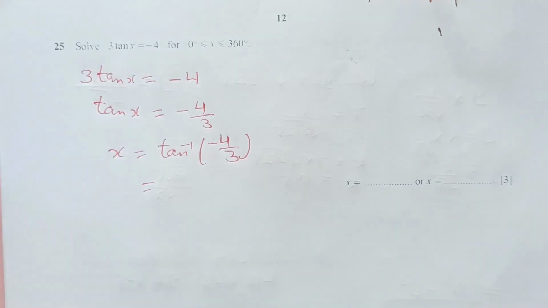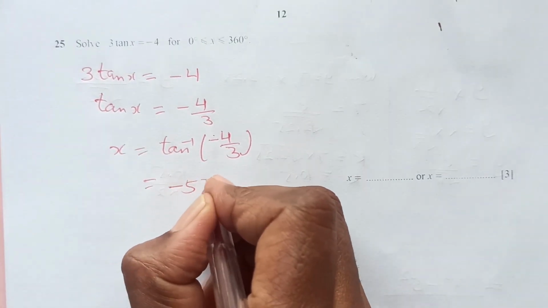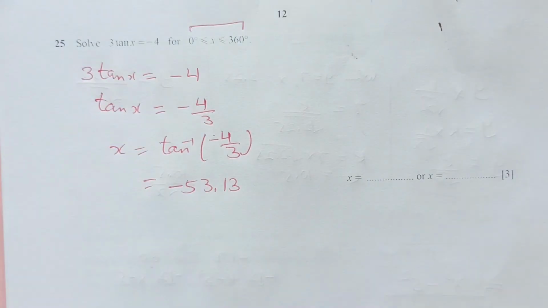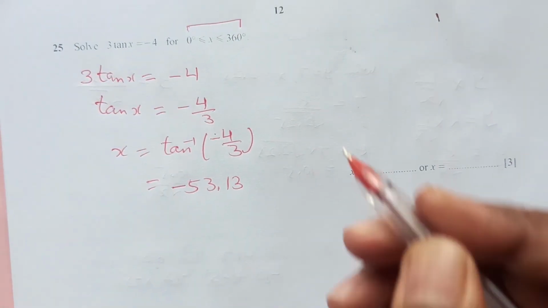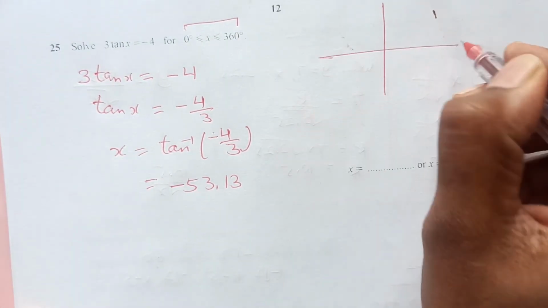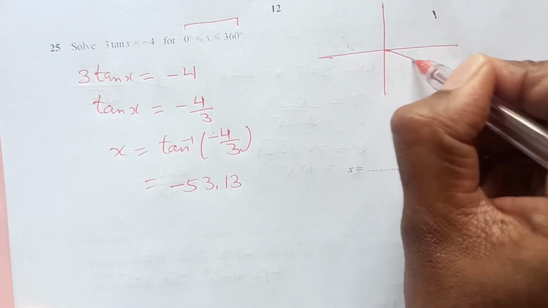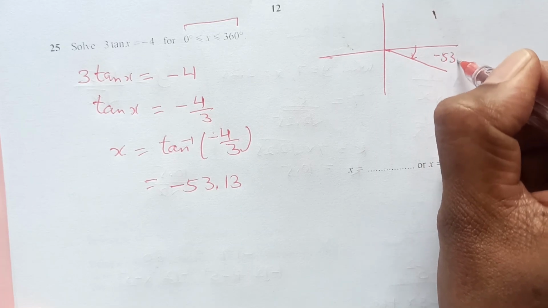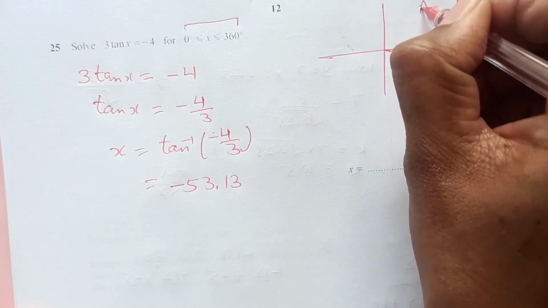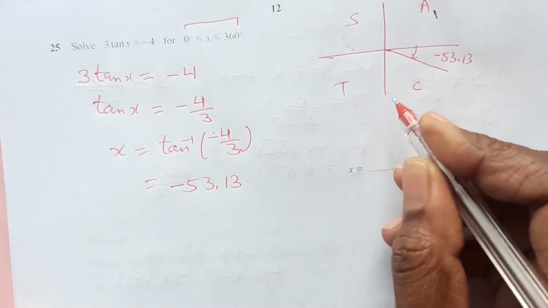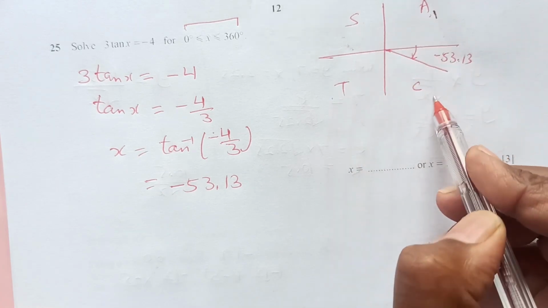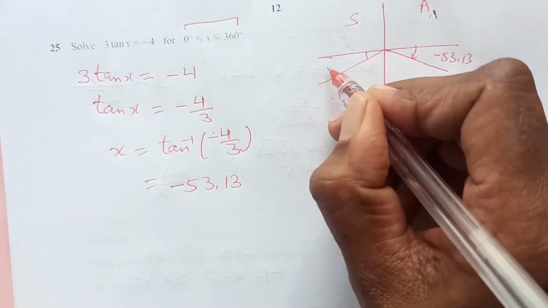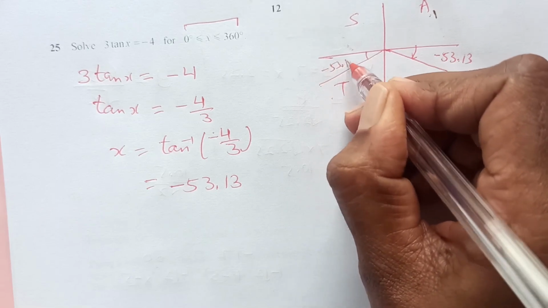This is negative 53.13, but we are looking in the range from 0 to 360. So now if we use this one here, that means negative 53.13 will be in this quadrant. So we have here the ASTC rule, where tan is positive will be here. So this is negative 53.13.